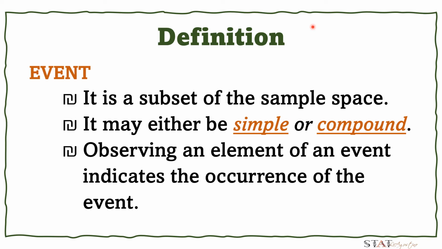So if I have just one outcome, let's say 6, that is a simple event. And the event of getting an odd number, for example, in a die I can have the 1, 3, or 5. Then when a die is rolled, it is called a compound event since it consists of 3 outcomes or 3 simple events. So in general, a compound event consists of 2 or more outcomes or simple events. That's the definition of an event, and another one is that observing an element of an event indicates the occurrence of the event.